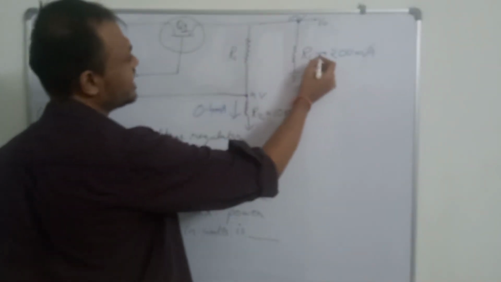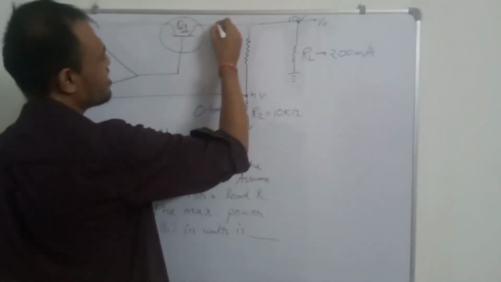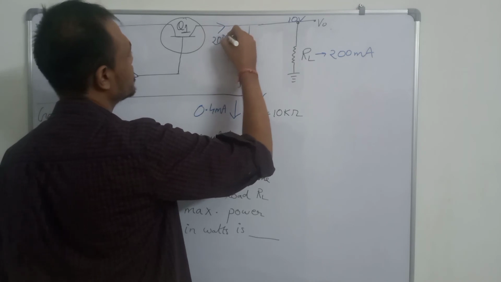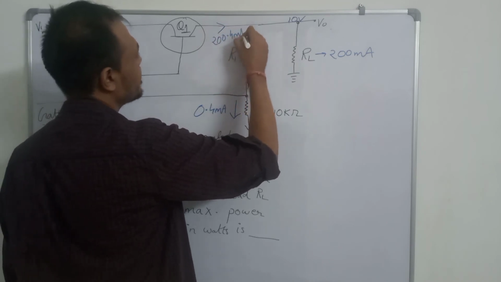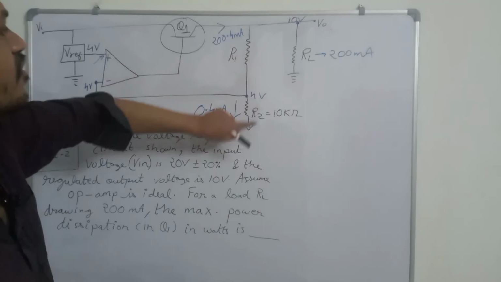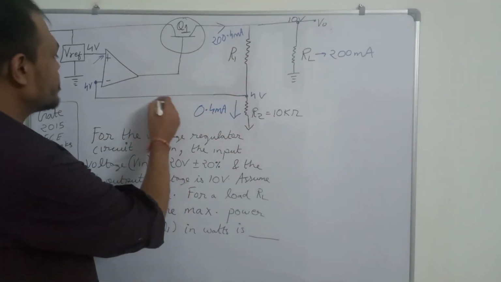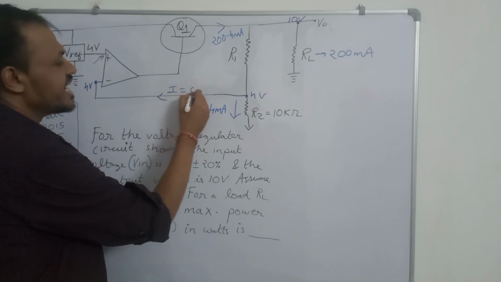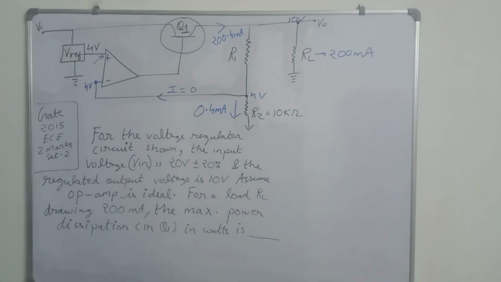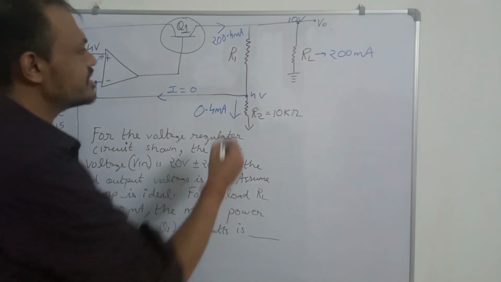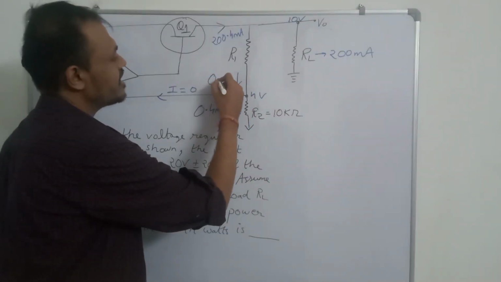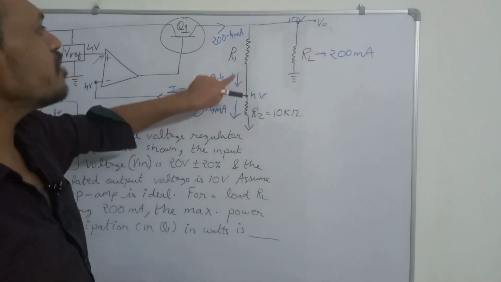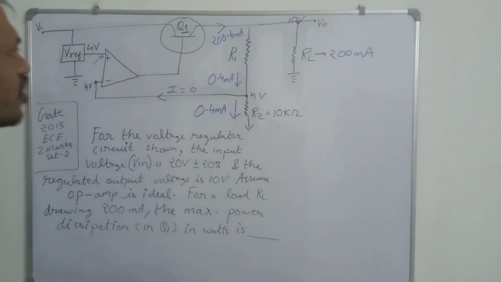Now the current through the load resistance is 200 milliampere. So this current will be equal to 200.4 milliampere, because 0.4 milliampere is flowing here and the current going inside the op amp is 0, because the op amp has infinite input resistance. So 200 plus 0.4, the total will be 200.4 milliampere.